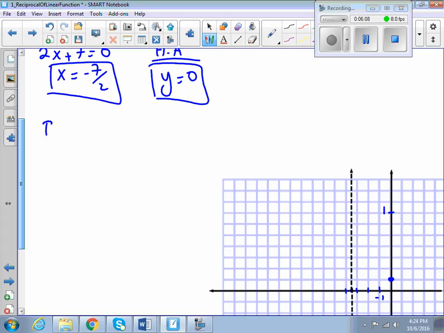So I said that we need to find the behavior around my vertical asymptote. Now my vertical asymptote is at -7/2. So I have to look at, if I'm approaching that value, -7/2, from the right-hand side and from the left-hand side, what's happening to my function?